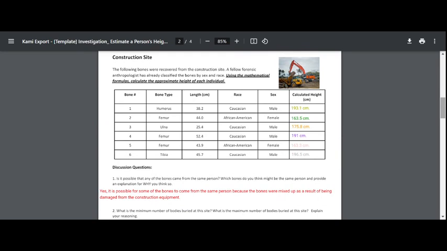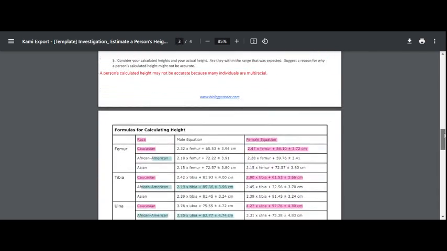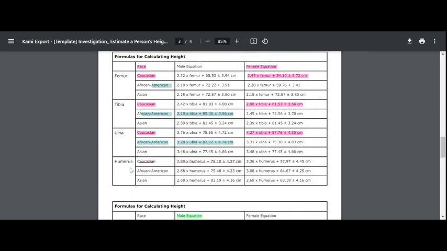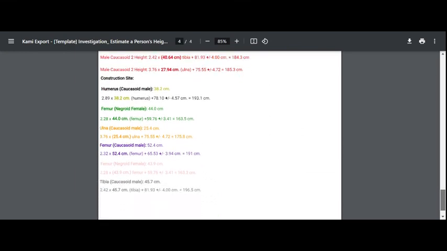So we've got bone number 1, a humerus. The length is 38.2 centimeters. The race is Caucasian. Sex is male. And the calculated height is 193.1 centimeters. So again, we're going to use the formula for the humerus length, which we get from the table right here. Okay, so again, we're getting that equation from here. And so let's look at the worked out equation in gold.